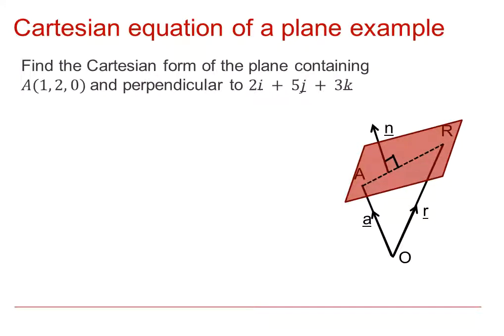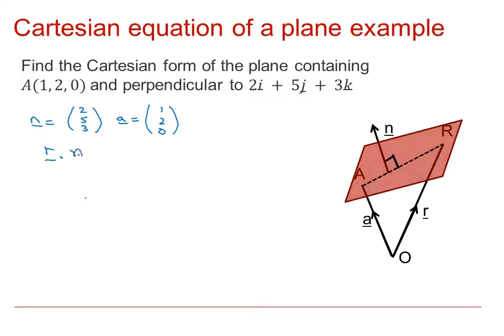So here, for example, we're going to find the Cartesian equation of the plane that contains the point 1, 2, 0 and is perpendicular to 2, 5, 3. So my normal vector that I'm going to use in this question is 2, 5, 3, and a known point on the plane I'm going to use 1, 2, 0.